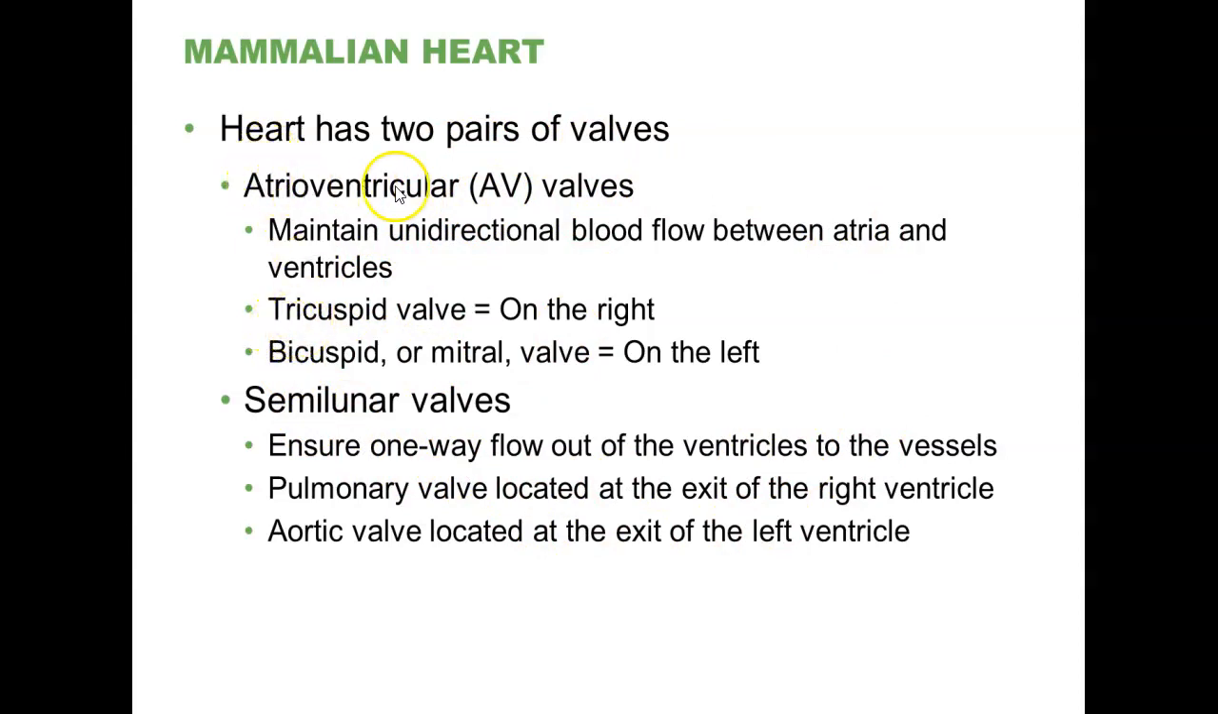So the atrioventricular valves are simply the valves that separate an atrium from a ventricle. There are 2 of them. One is called the tricuspid, that's on the right side. There's one called the bicuspid, or unfortunately yet another name, mitral valve, on the left side. And then these so-called semilunar valves, which are the valves that lead from either ventricle out to an artery. There's the pulmonary one, and there's the aortic one.